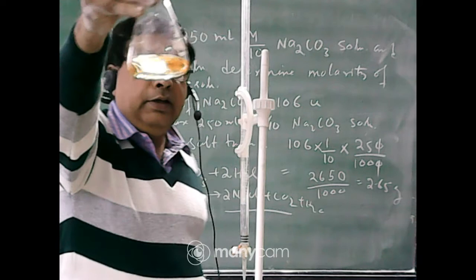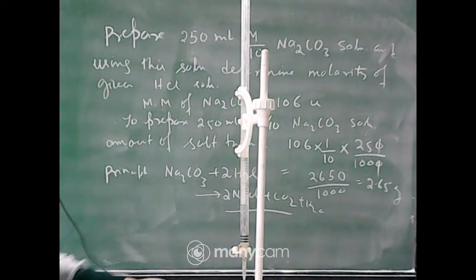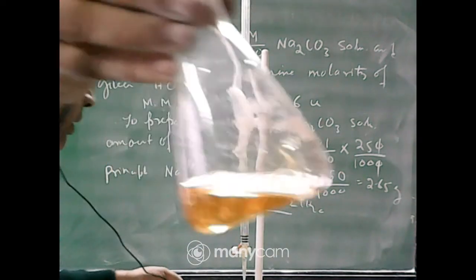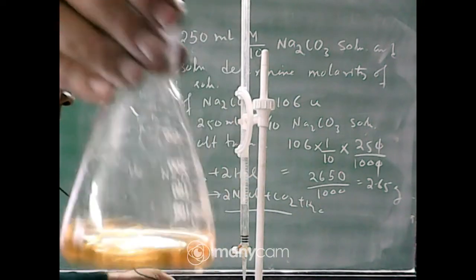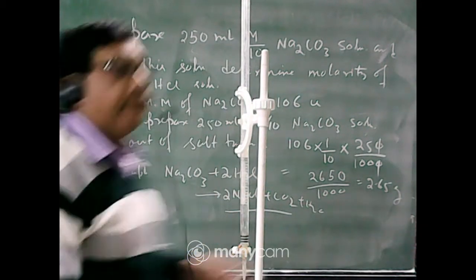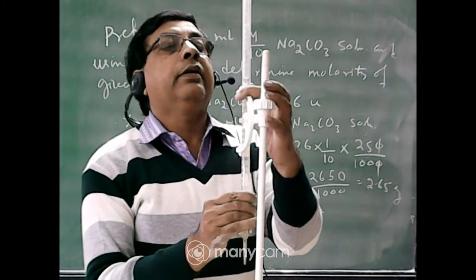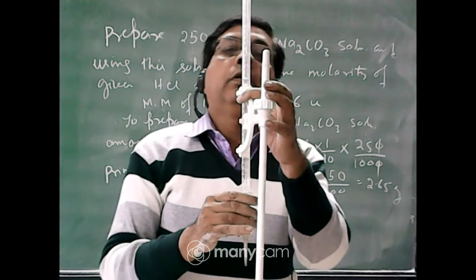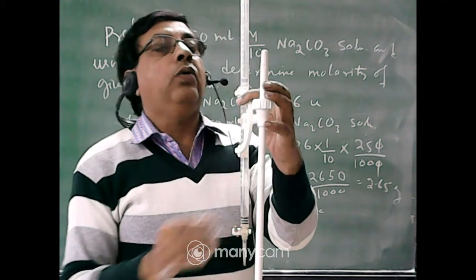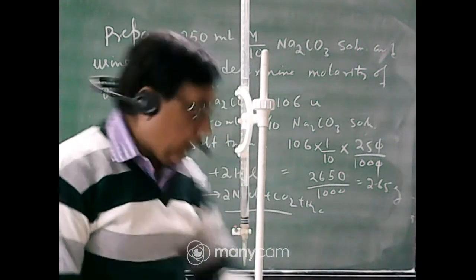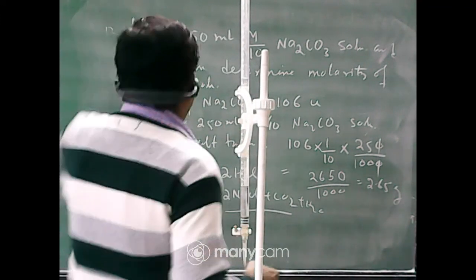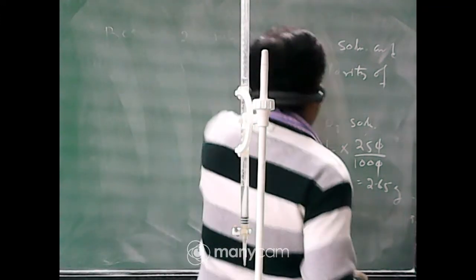So you note the reading. See, it is yellow color. Now note the reading. The reading is 31 milliliter, 31.